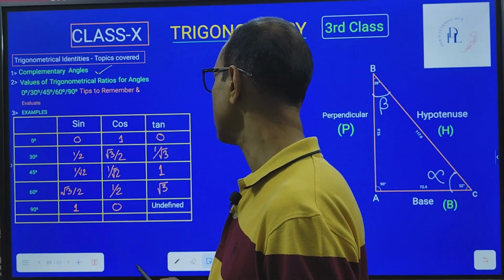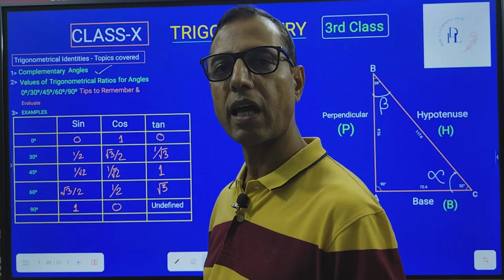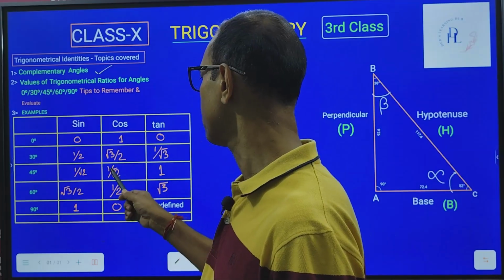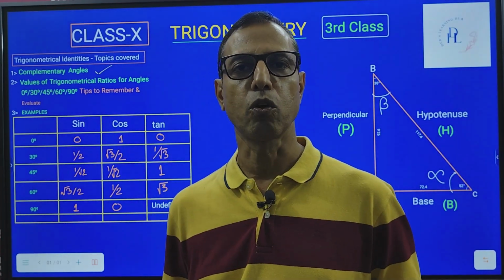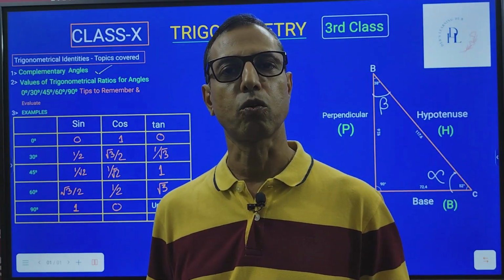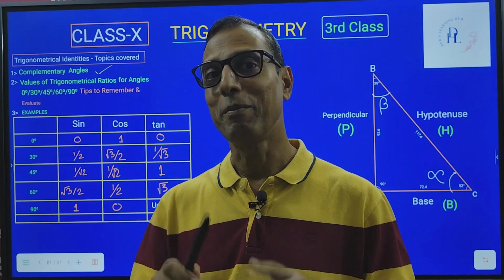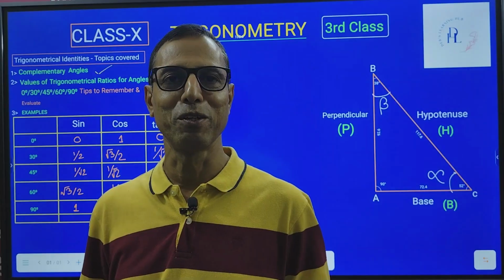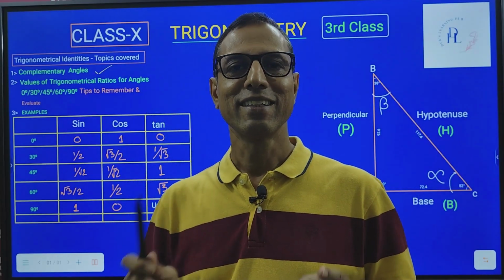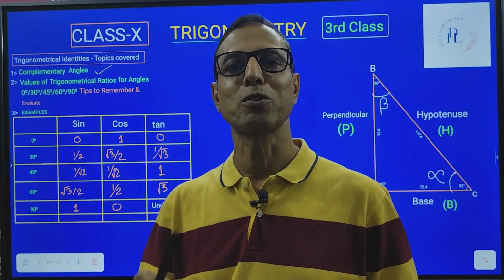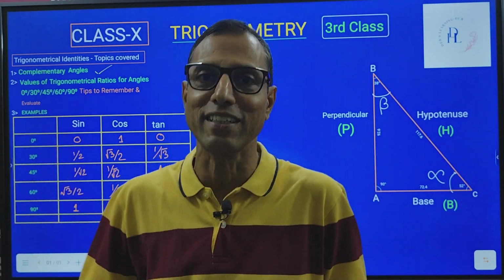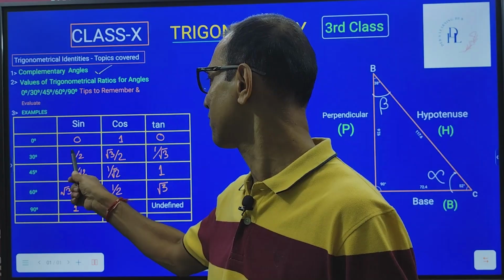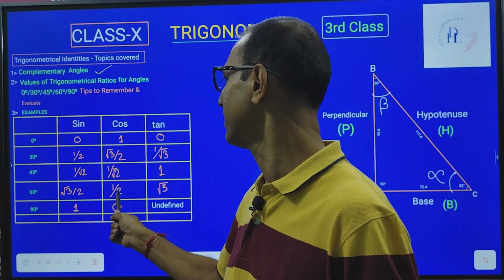So that means if you remember the sine table for these 5 values, automatically for the cos values you just reverse it. Sine 0 equals cos 90, sine 30 equals cos 60. Why? Because I have just shown you the complementary angle. Sine theta equals cos of 90 minus theta. So sine 30 degree equals cos of 90 minus 30 degree, that is cos 60 degree. Therefore sine 30 degree equals cos 60 degree.